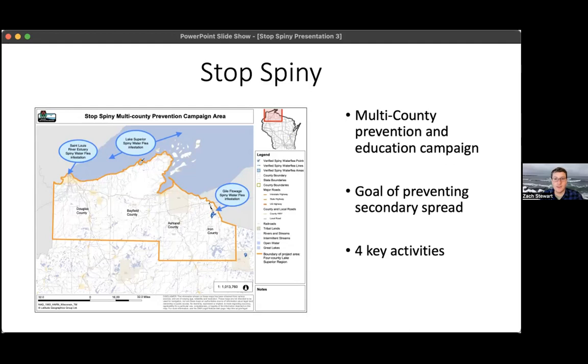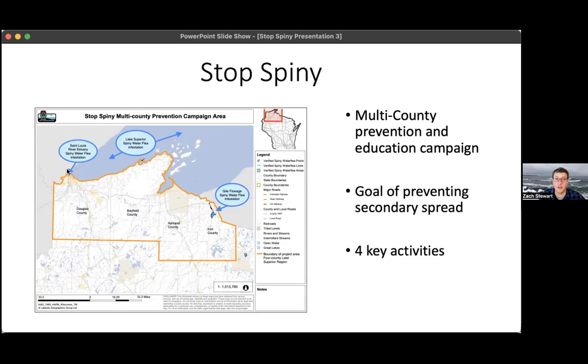So with that in mind, I want to conclude tonight by touching a little bit on the Stop Spiny campaign that we're here tonight to talk about. This is a multi-county prevention and education campaign that I started a couple of years ago. The goal is to prevent the secondary spread of spiny water fleas. Right now, this is our project area outlined in orange. I'm hoping to expand that at some point, but for now, we're focusing on the 4 northern Wisconsin counties that border on Lake Superior.